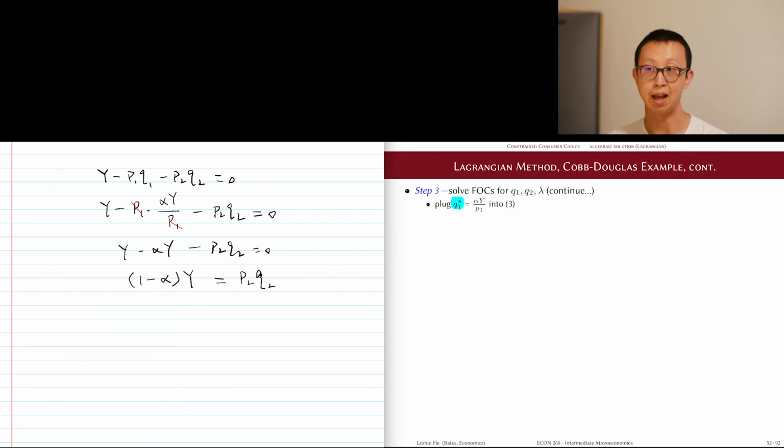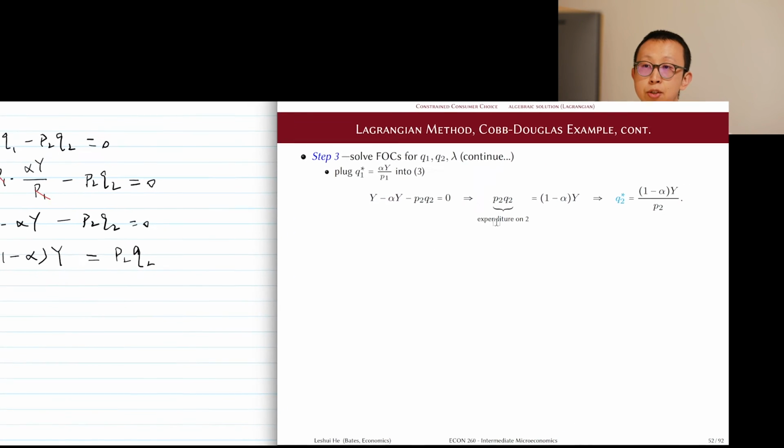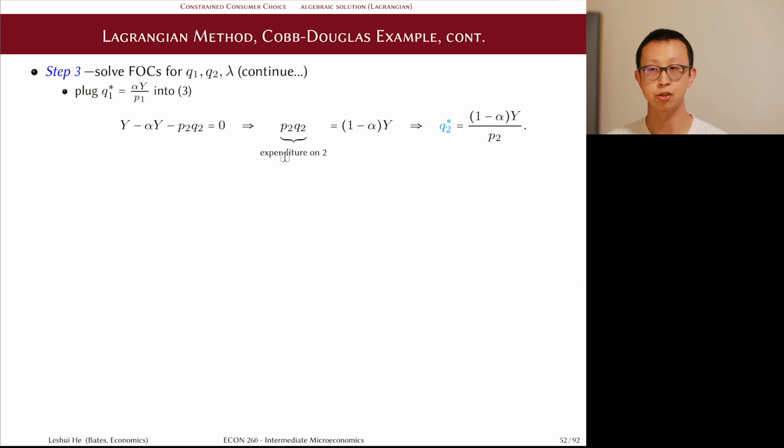And of course, now we have a very similar expression as before, and it just says that the expenditure on good 2 is again a fixed fraction of our budget y. And what is that fraction? Well, it's exactly 1 minus alpha, the power on Q2 in the utility function. And by dividing both sides of this equation by P2, we will find the solution of Q2, which is 1 minus alpha times y divided by P2. Again, this is an expression only consisting of exogenous variables, and therefore this is a solution for Q2.